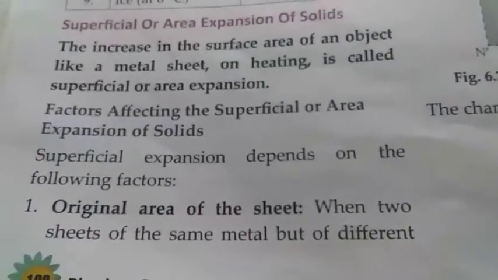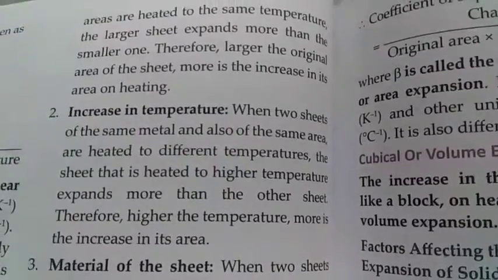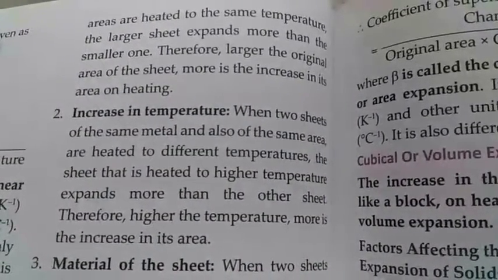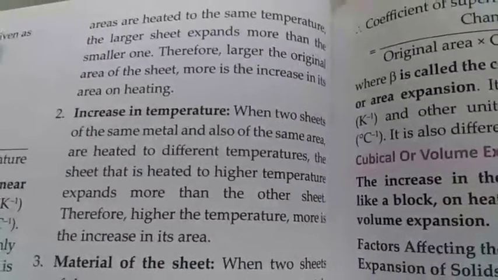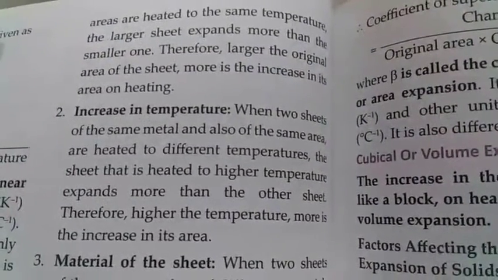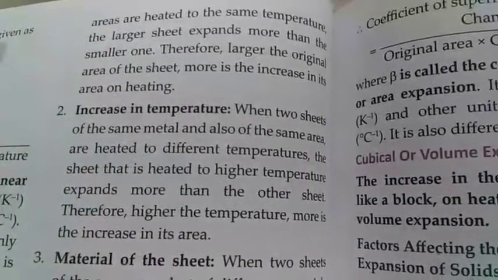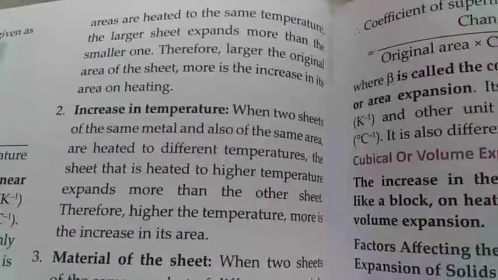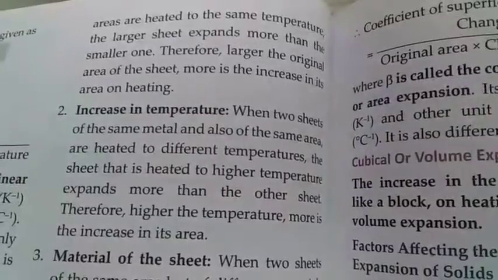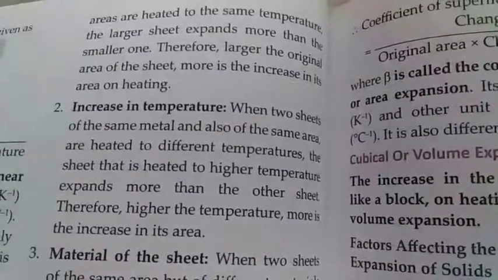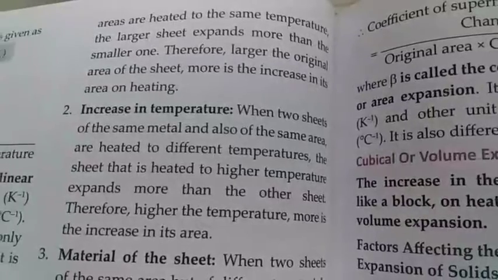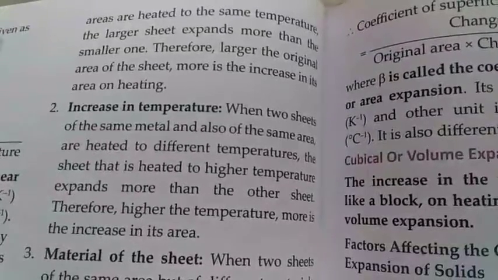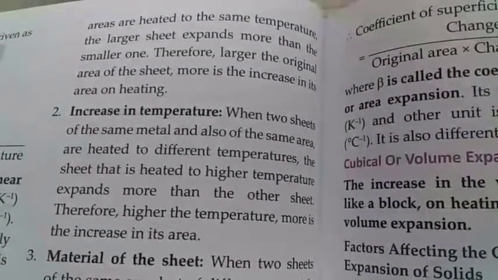They are original area of the sheet. Now when two sheets of the same metal and different areas are heated to the same temperature, here the metal is the same and the temperature is the same, but areas are different. Then what happens? The larger sheet expands more than the smaller one. So the sheet which is more in area expands more, and the sheet which is smaller in area expands less. Therefore, larger the original area of the sheet, more is the increase in its area on heating.